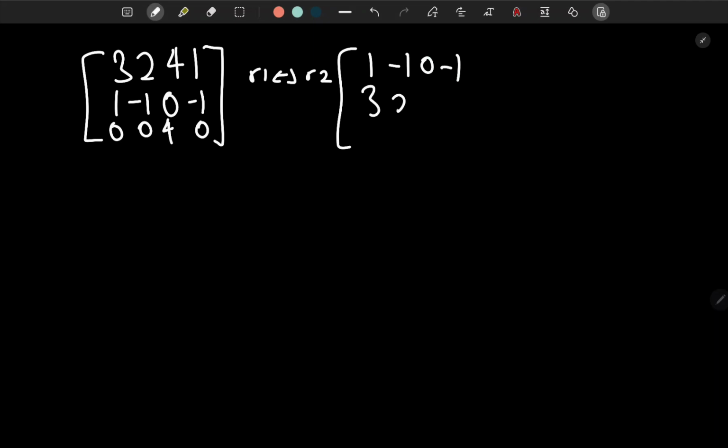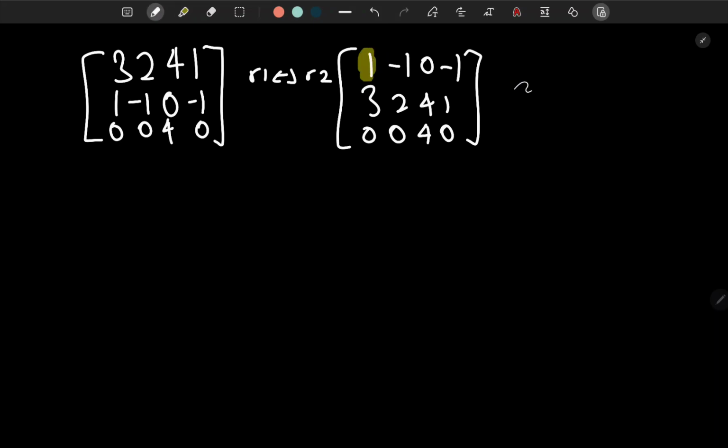And then we have 3, 2, 4, 1, 0, 0, 4, 0. I'm sorry about my handwriting, I'm just writing it quickly. Now we can use row 1 to get rid of this 3 below it, since we cannot have any digits below the pivot, right? And this is our first pivot, by the way.